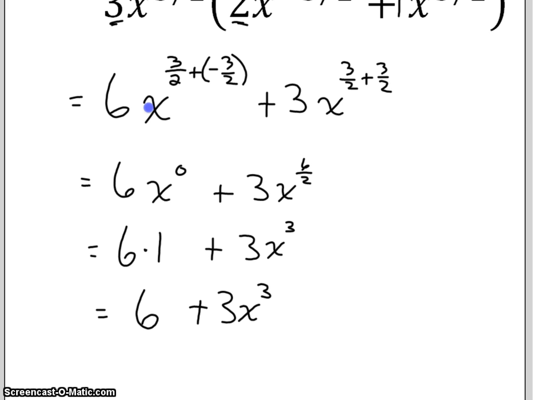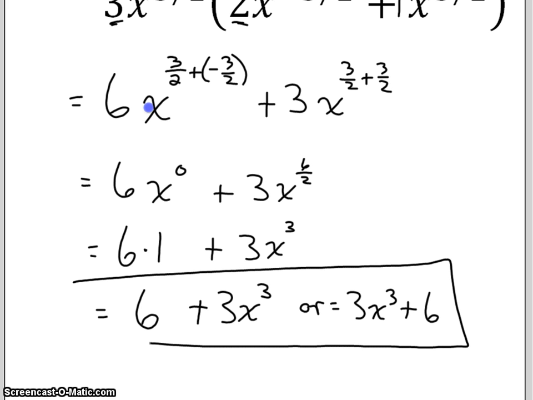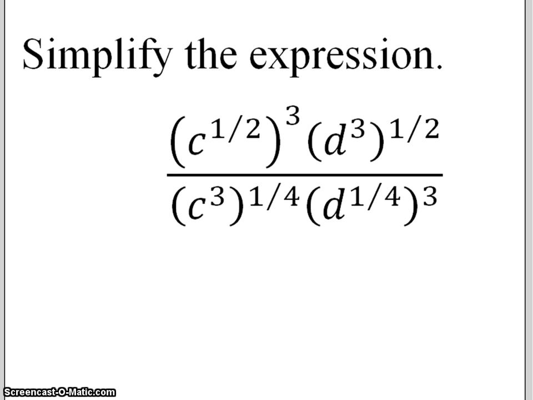You can leave it like that, or you can write 3x cubed plus 6 if you were going to write it in descending order, which means the exponents go from highest to lowest. Okay, so that's a good example. And then the last example, look at that.